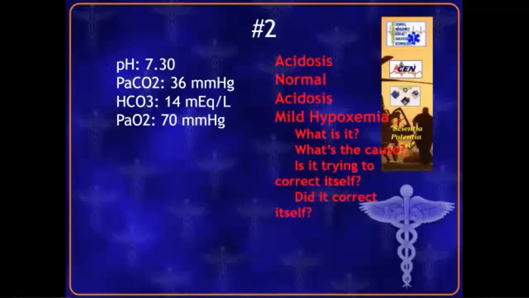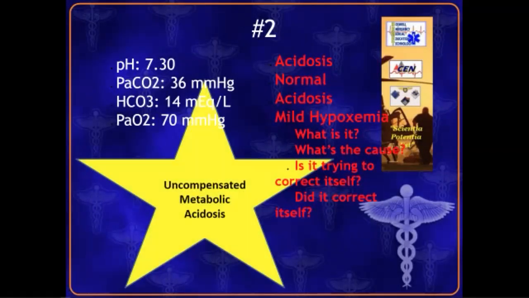And then the final question, has it compensated or has it corrected? Go back to the pH. Is that pH normal? No, it's still abnormal. So it's not compensated. So I now have everything to give the full name for this, which is an uncompensated metabolic acidosis.